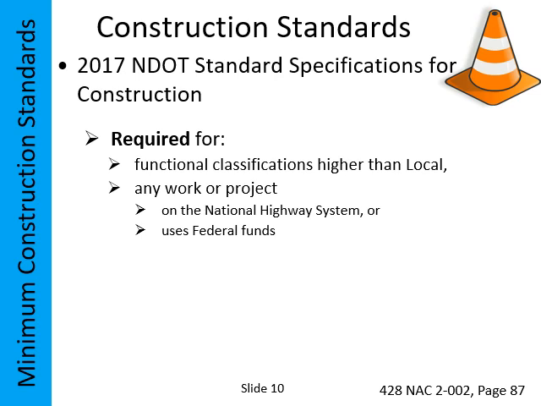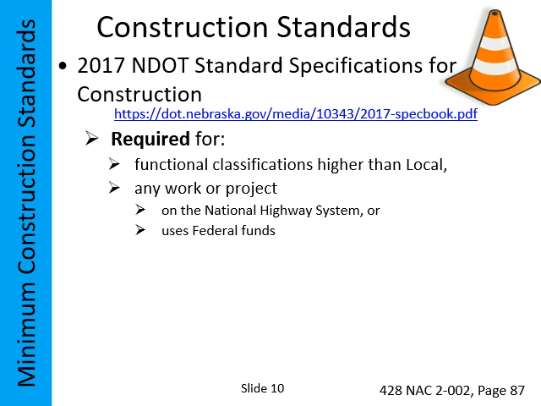Nebraska DOT's standard specifications for construction are online at the web link shown on the screen. You get to that web link as follows. From the NDOR home page under the Business Center tab, Contractor Information, then select the link called 2017 Standard Specifications for Construction.